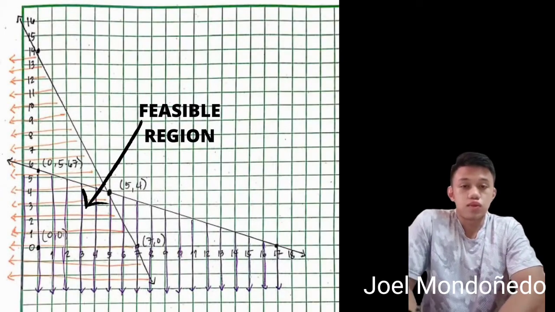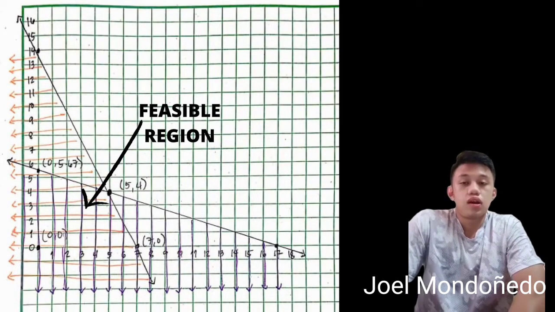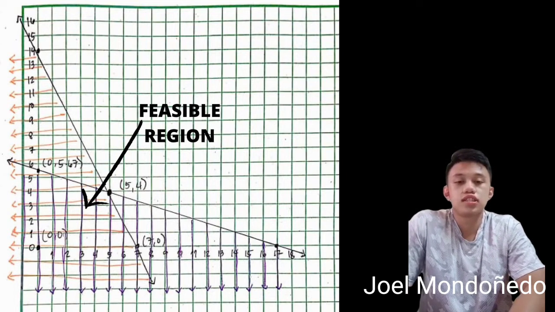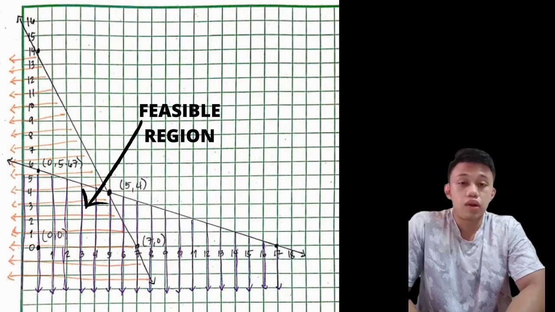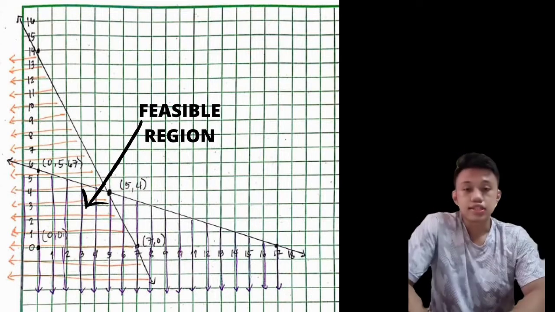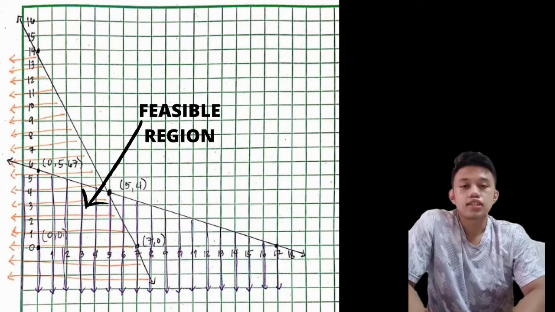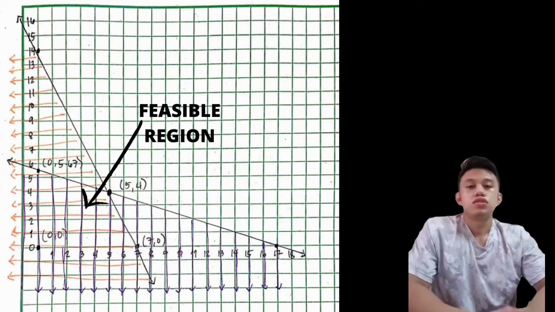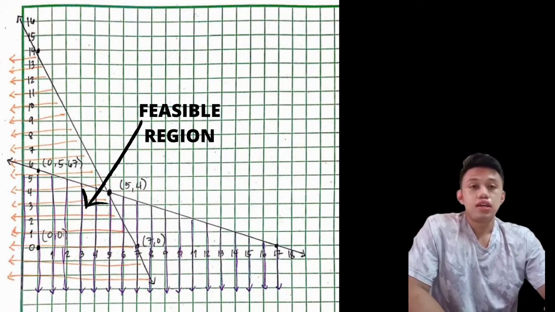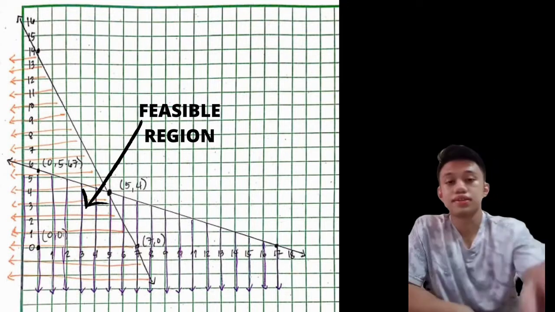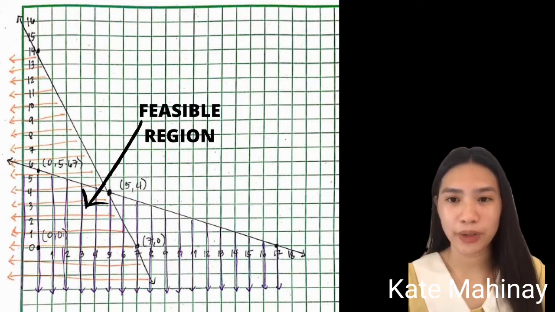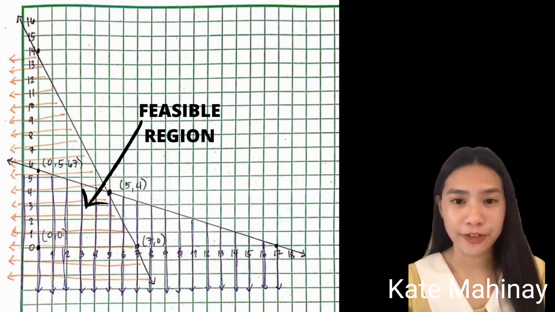Good day everyone, I'm MONDOñEDO Jr. and now next we need to identify if the shading is above or below the line. Our symbol is less than or equal to, so we need to use a solid line. So the shading here is below the line because x and y are less than or equal. So next, we can see in the graph that the shading is below the line. So we can now identify our feasible region.